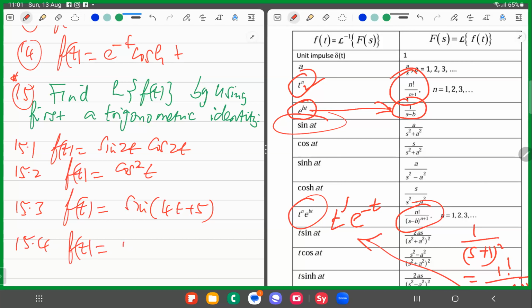Now you need to use some trigonometric identities, most of which are from school, first year, second year, those trigonometric identities that are used in integration and differentiation. There, so you have this. All right, so we're done.